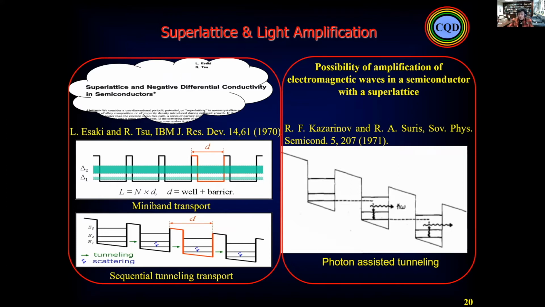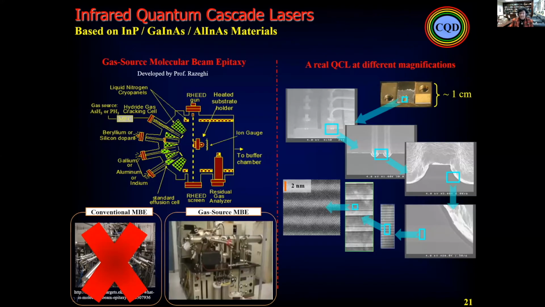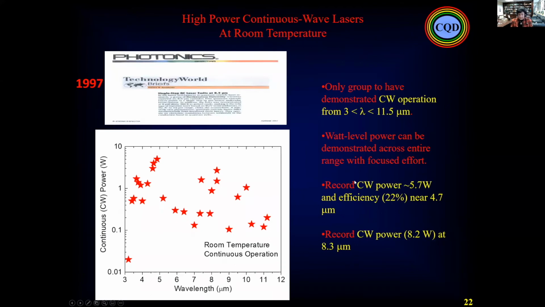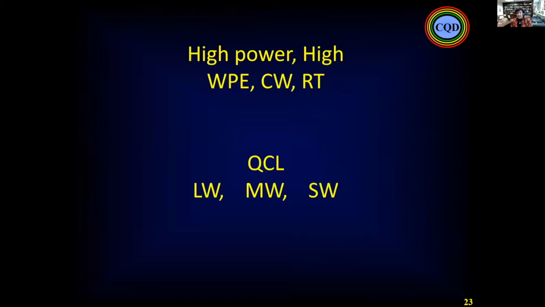And it took a long time to demonstrate that it is possible to have infrared high power lasers by using gas source molecular beam epitaxy and controlling the material. We demonstrated that it's possible to have high power continuous wave from 3 to 12 micron. After that comes the difference frequency generation group, but again there is still a gap that has to be filled up to THz. And now we need, at the same time, high power, high wall plug efficiency, continuous wave, room temperature, for the different wavelengths and different applications.